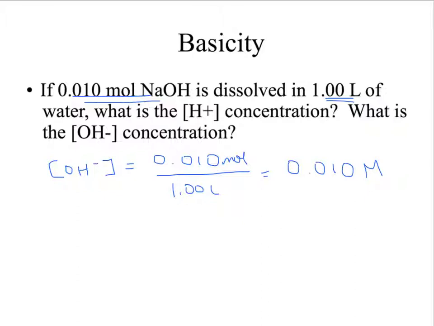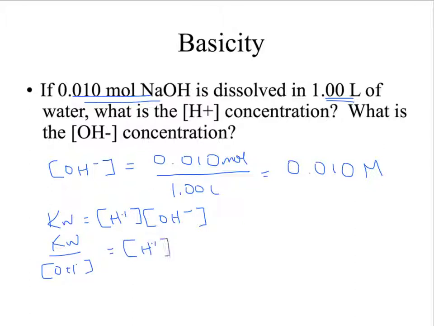We can now take and figure out the concentration of H plus, but we have to go back to our Kw equation. So we know that Kw equals the concentration of H plus times the concentration of hydroxide. We know the concentration of hydroxide. We know the value of Kw. We can solve for H plus. So Kw divided by hydroxide ion will equal our H plus. So Kw is 1.00 times 10 to the negative 14th, and that's divided by 0.010 molar.